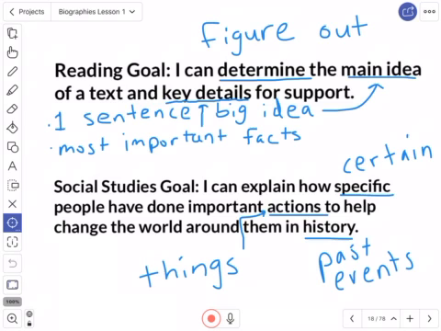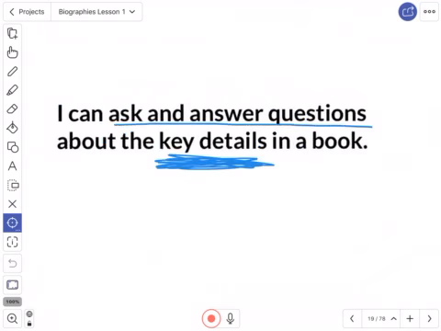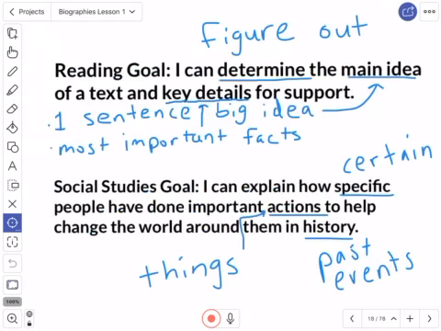Now, while we're doing this, we actually also are focusing on this goal. Can read it with me: I can ask and answer questions about the key details in a book. This is a really big comprehension strategy. While you are reading, it's so important to ask yourself questions, ask yourself wondering kinds of things, trying to seek out the big key details. We're going to use that to do our social studies goal.